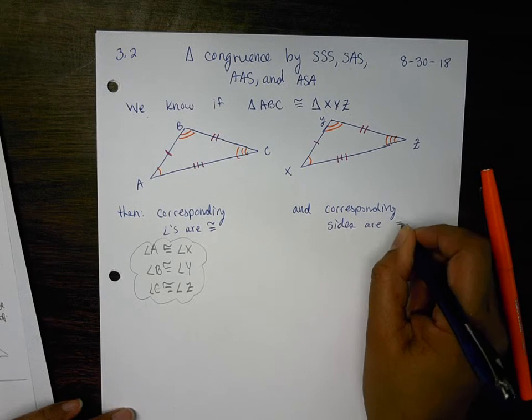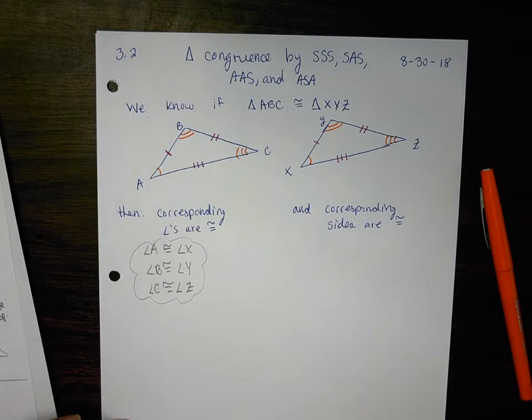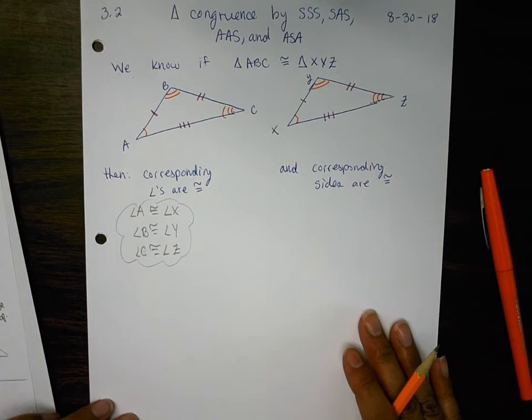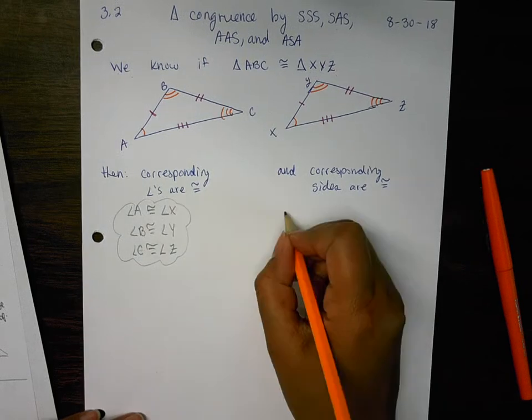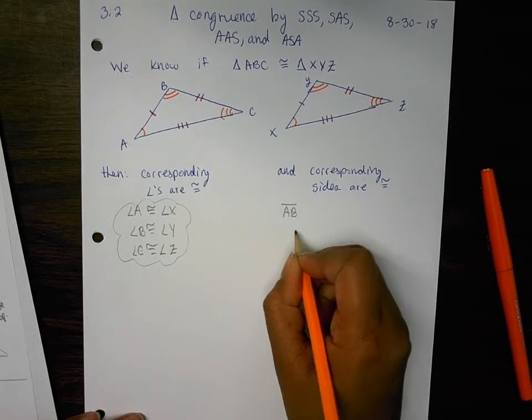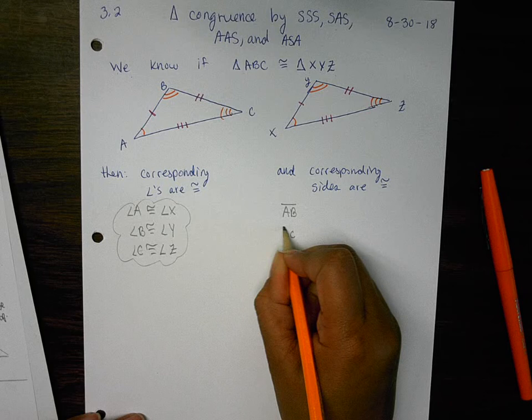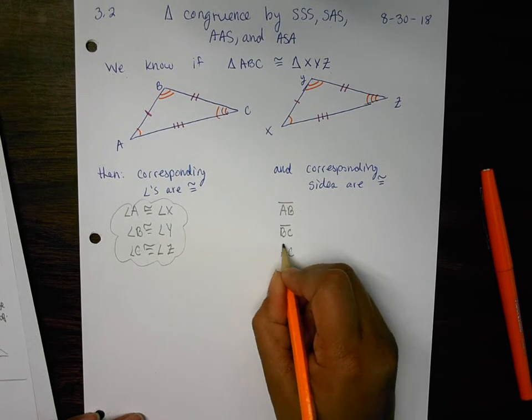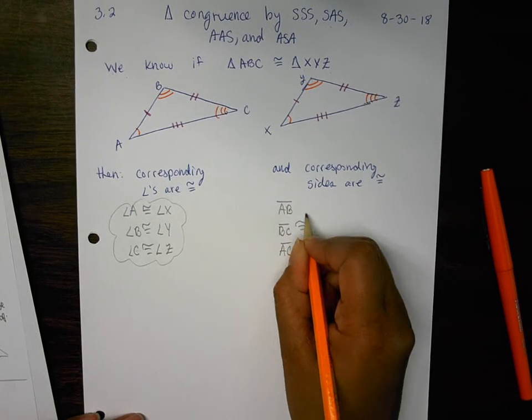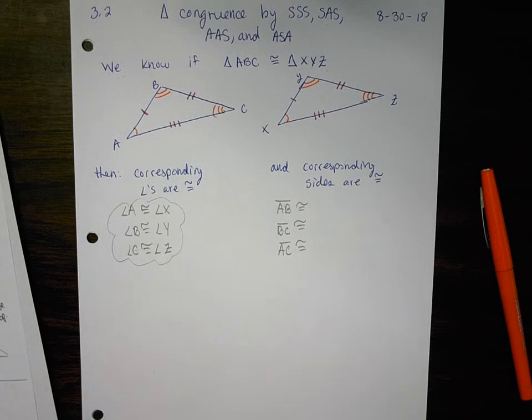Okay, so we can write here, and corresponding sides are congruent. And corresponding sides are congruent. So I'm going to write the first set for you, AB, BC, and AC, and I want you to write their congruent sides here, the corresponding sides.